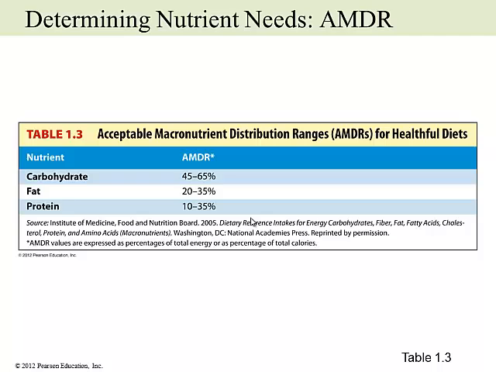55.5 grams of fat per day in this person's diet is going to give them what percentage of their energy? 25% of their energy from fat.